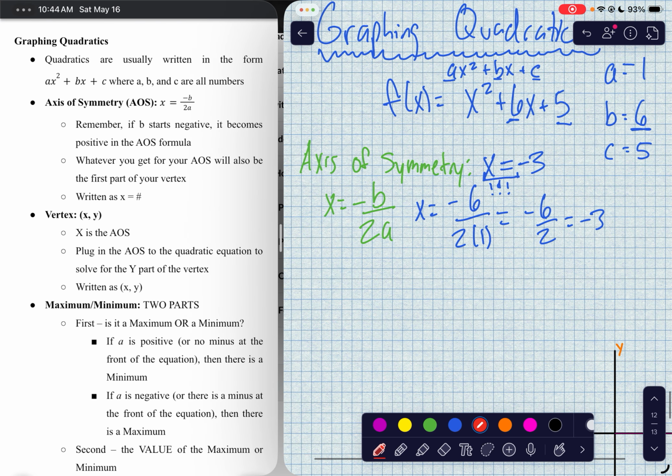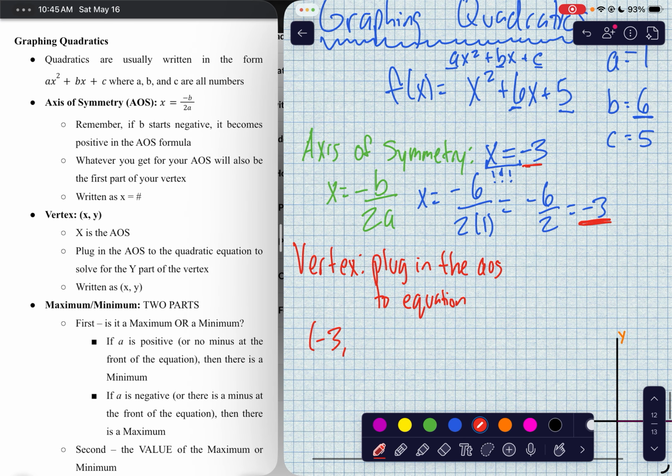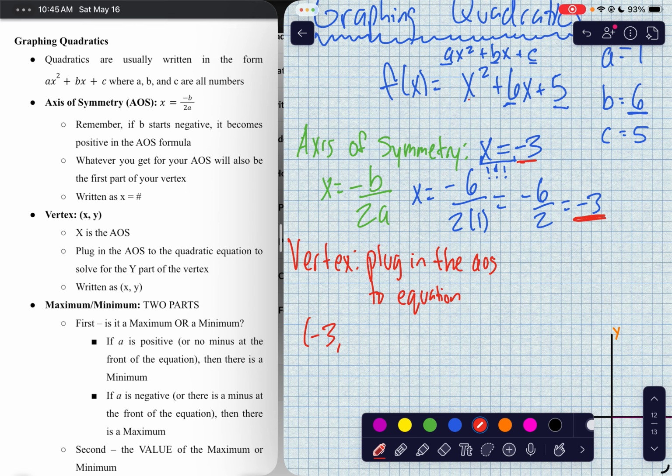Now, after that, we're going to find our vertex. And to do that, we need to plug in the axis of symmetry to the equation. Now, when we find our axis of symmetry, that negative 3, that's also going to be the first part of our vertex. So now we're going to take that negative 3 and plug it in. So our equation is x squared plus 6x plus 5. So we're going to do negative 3 squared plus 6 times negative 3 plus 5, right? Remember, x squared, 6x plus 5. All we did is replace x with negative 3, right? Because that's what we got for our axis of symmetry.